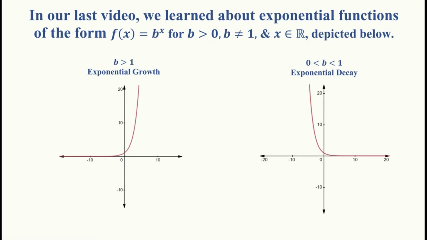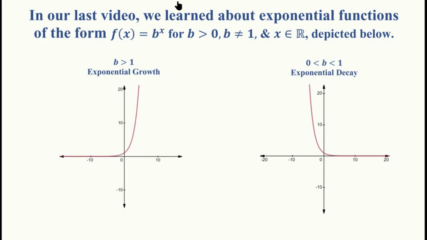As we saw last time, the exponential function has the form f of x equals b to the x for b greater than 0, b shouldn't be 1, and x should belong to the set of real numbers. We've depicted two of them here. One is showing an exponential growth curve, the other one is showing exponential decay. We know growth happens when b is greater than 1, and decay happens when the value of b is between 0 and 1.